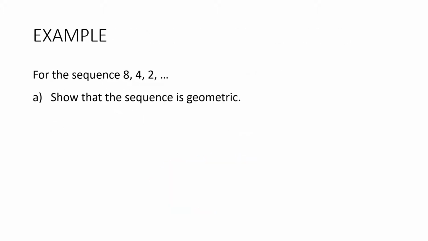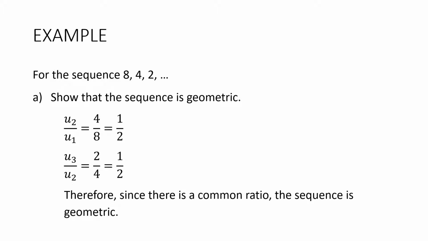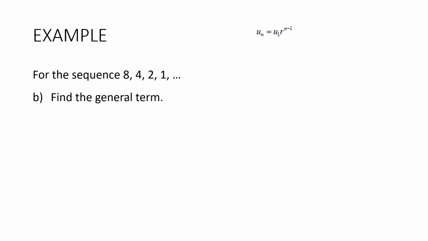Here's an example. For the sequence 8, 4, 2, show that the sequence is geometric. Similarly to the way we did it for arithmetic, instead of subtracting, we're going to do division. So we're going to go 4 over 8, which is a half, and then 2 over 4, which is also a half. So u2 divide u1 is a half, u3 divide u2 is a half. Since there is a common ratio, the sequence is geometric.